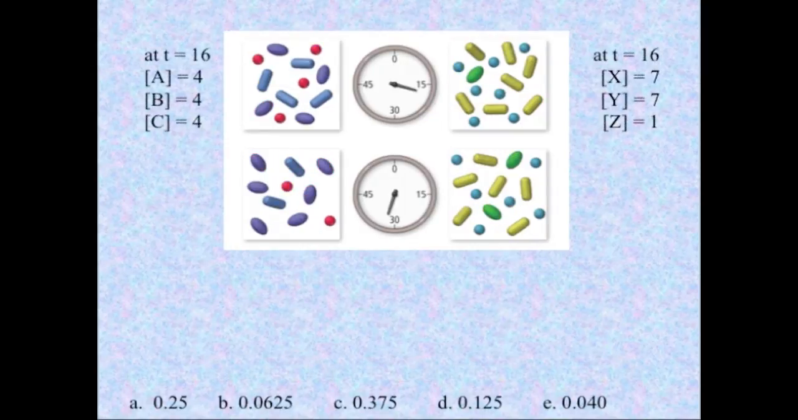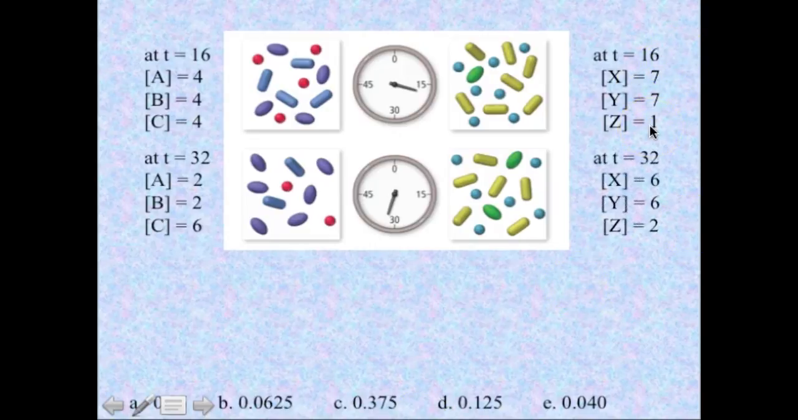A, B, and C is 4, 4, and 4, and at time 32, A is 2, B is 2, and C is 6. And then for a slower reaction, 7, 7, and 1, and after 32 seconds, you have 6, 6, and 2. See if you can figure out the rate for each one, the faster reaction and the slower reaction. All right, here we go.